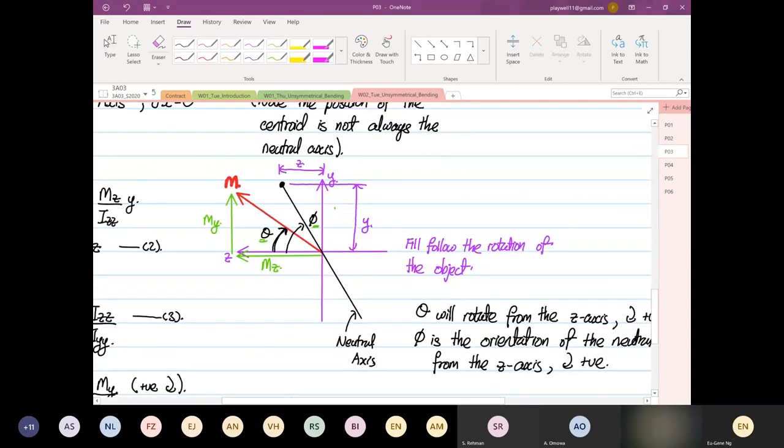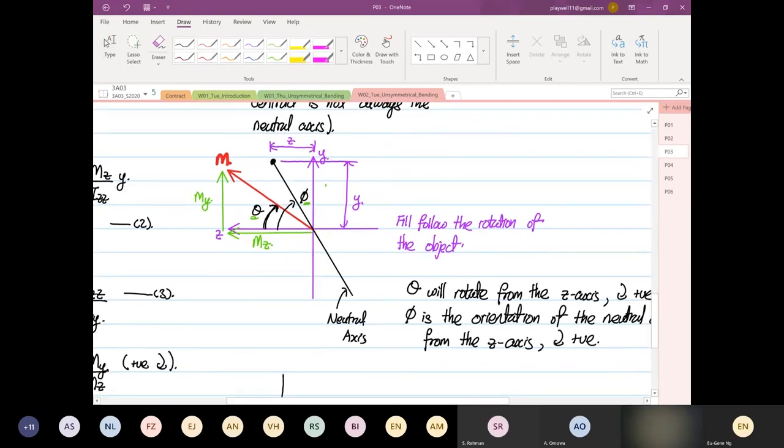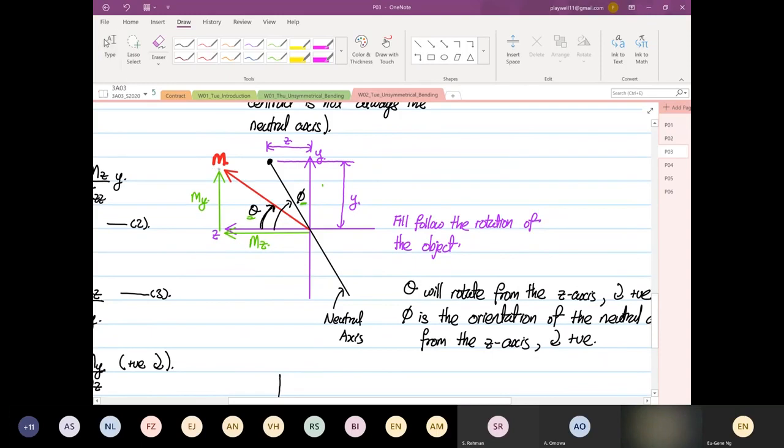So what I just said is that the moment axis is not necessarily equal to the neutral axis. Does that make sense? Yes, it makes sense. This moment over here is not necessarily acting parallel or on the same orientation as your neutral axis. Good question, by the way. I never thought about that.